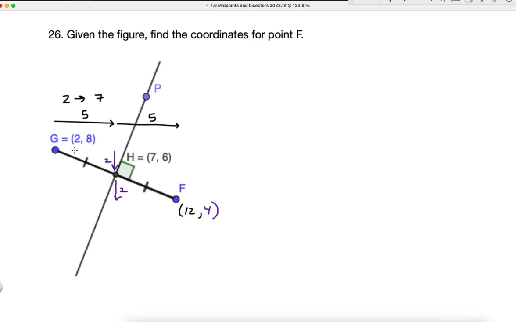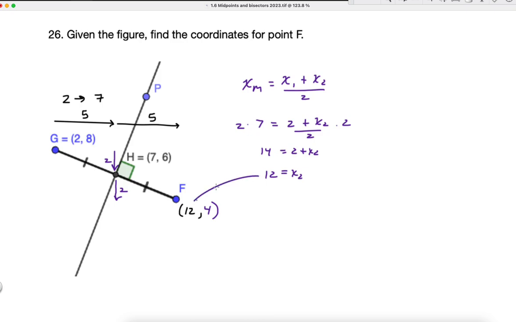Look at that. How easy is that? We're just counting and going over. If I wanted to use my formula, it's still going to work. Okay, I'm just going to run through it really quickly here so you can see. My x sub m here was 7. My x sub 1 was 2. And my x sub 2 is what I'm looking for. I multiply 2 to both sides. 14 equals 2 plus x sub 2. Subtract 2 and I get 12. Right? There it is. Boom. 12. Do the same for my y's.